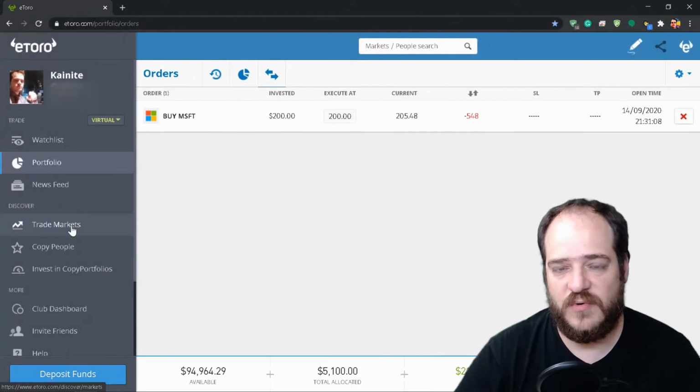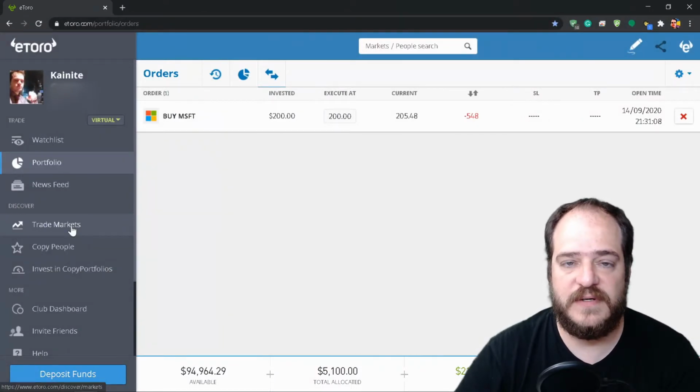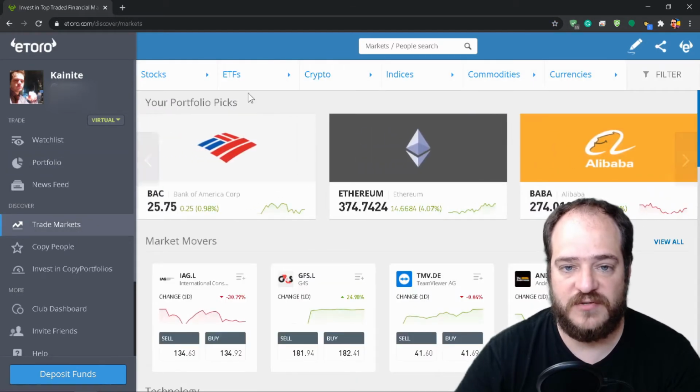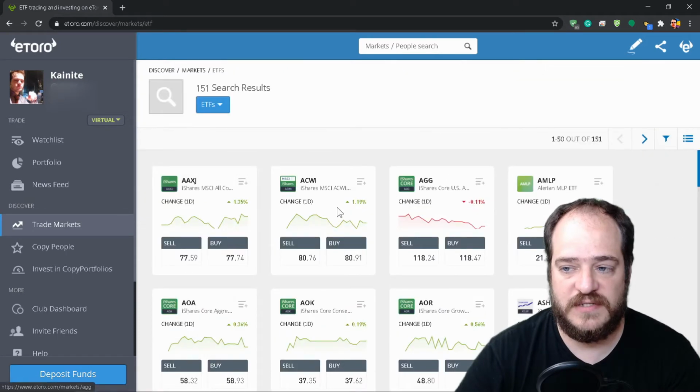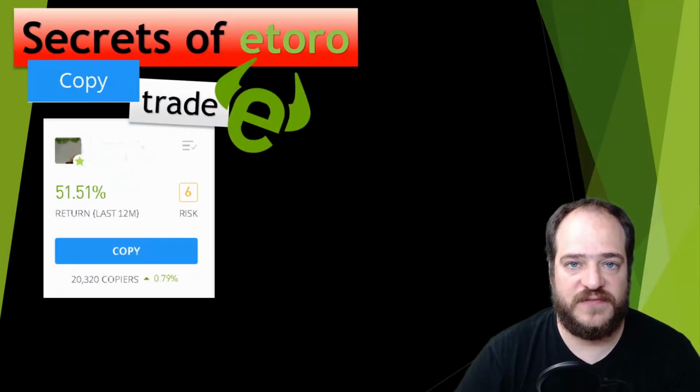One con that eToro has is actually the amount of ETFs that it has. It doesn't have too many. If you go here, ETFs, it shows a list of 151 ETFs available. So sometimes specific ETFs that you're looking for don't show up on eToro. Copy trade is actually one of the main components of eToro. So now let's have a look.